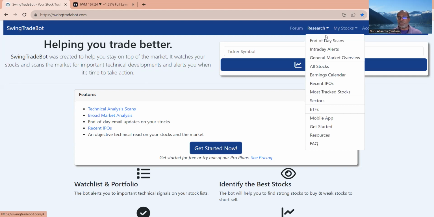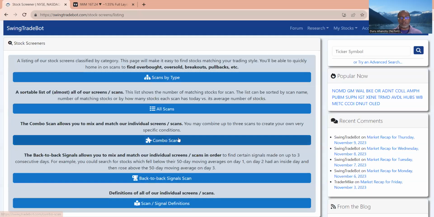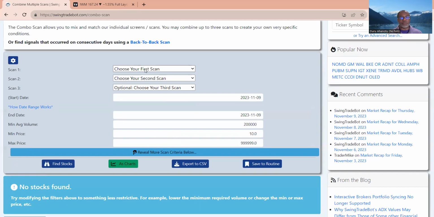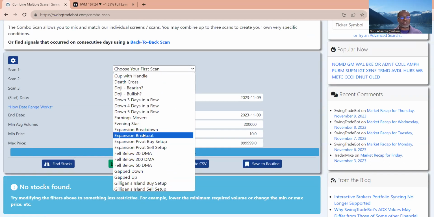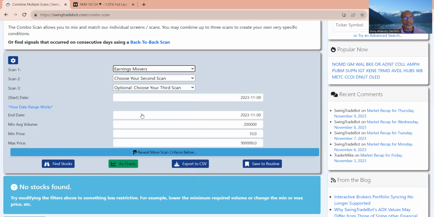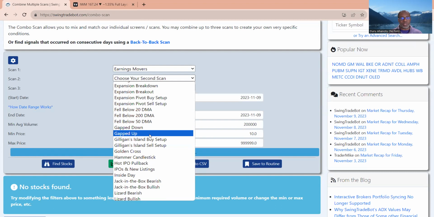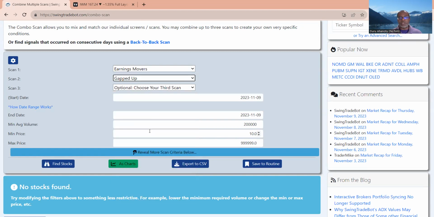Okay, so let's go to end of day scans. There's something called the combo scan. It's a very powerful feature because it allows you to string multiple scans together. The first thing I want to do is find what's called the earnings movers in Swingtradebot. And then the second thing I'm going to look for are those stocks that gapped up. This is where I feel like the bearishness is really evident: when a stock gaps up higher after earnings, but then ends the day in negative territory. So that's my second scan.